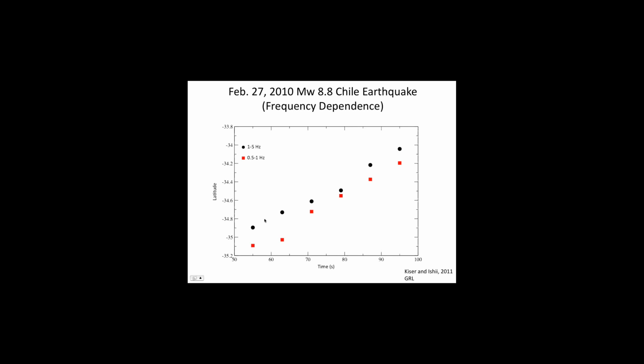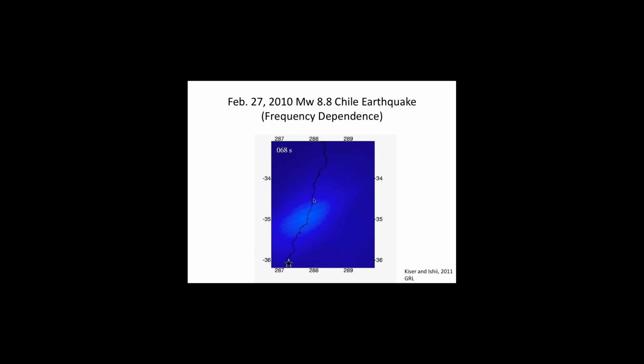So what's being plotted here on the y-axis is latitude. On the x-axis is time. The black dots are the latitudes and times of energy release for the high frequency result. The red squares are for the low frequency result. And what you can see here is that for the high frequency, energy is preceding the low frequency energy in the direction of rupture, which is to the north. You can also see that in this movie.